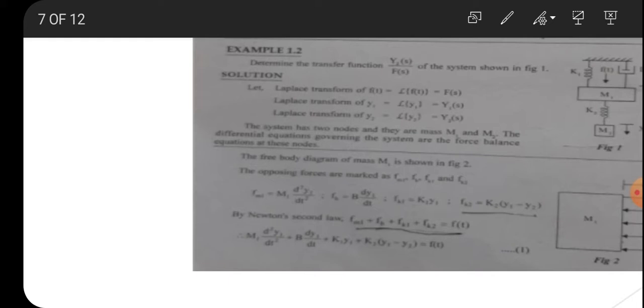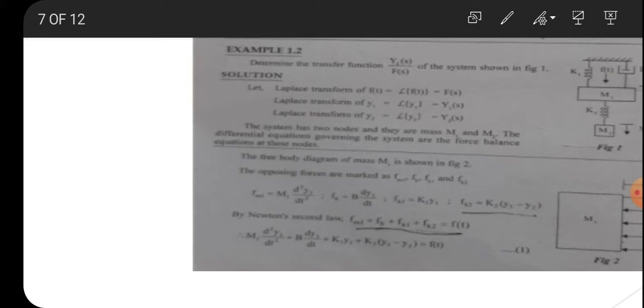In m1, the various forces acting are the applied force f(t), the force due to the spring k2, fk2, the force due to the spring k1, fk1, the force due to mass fm, and the force due to piston b, fb. These are all the forces acting on the node m1. So we got the free body diagram, and from that we can find fm1.